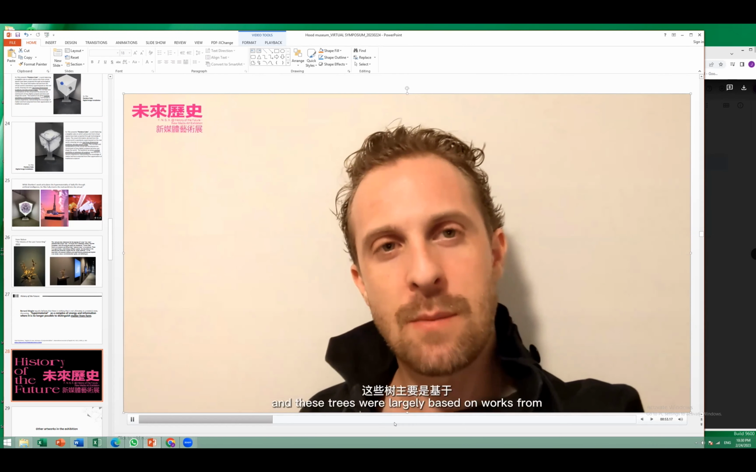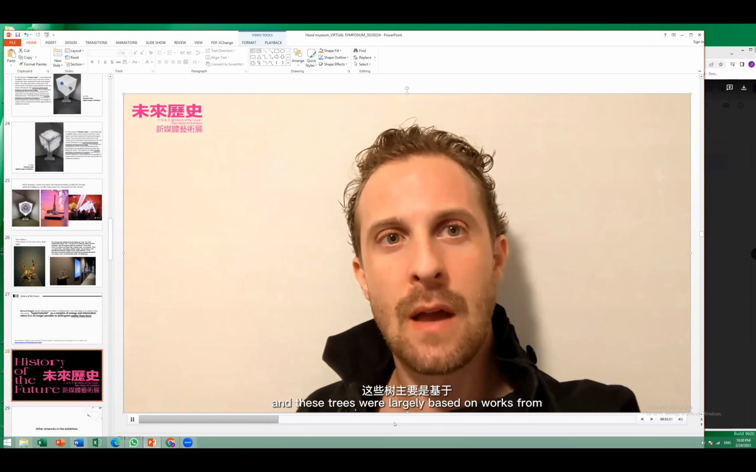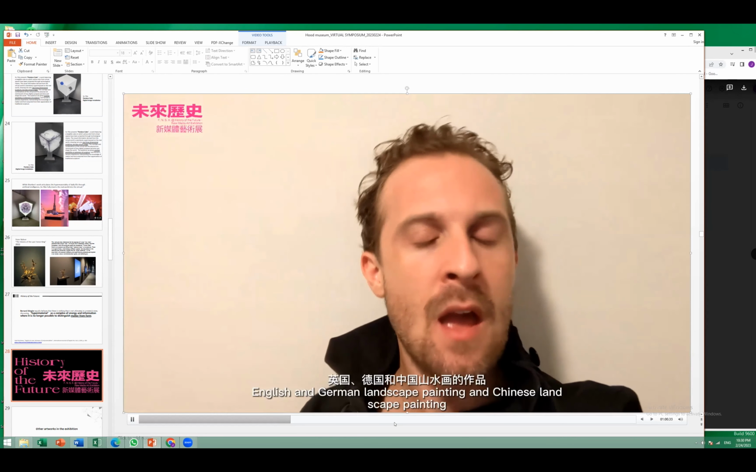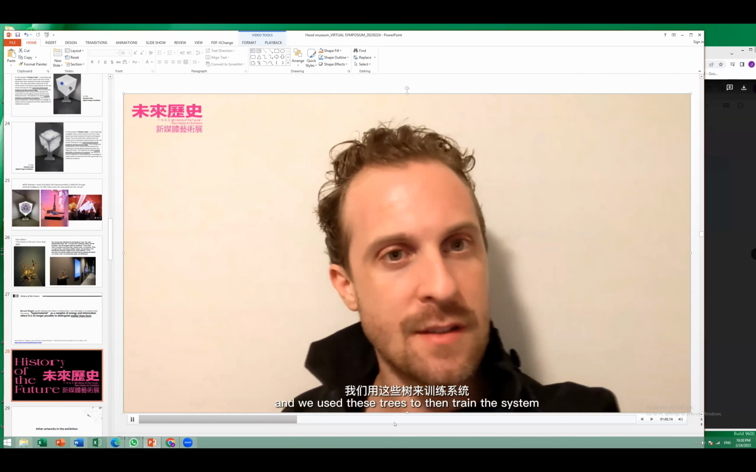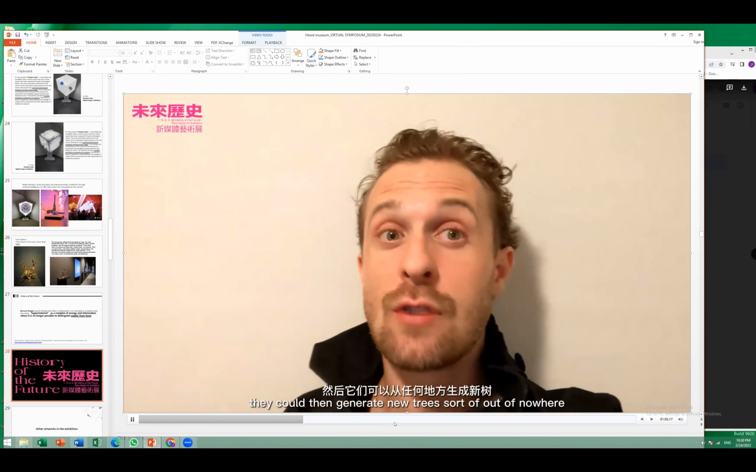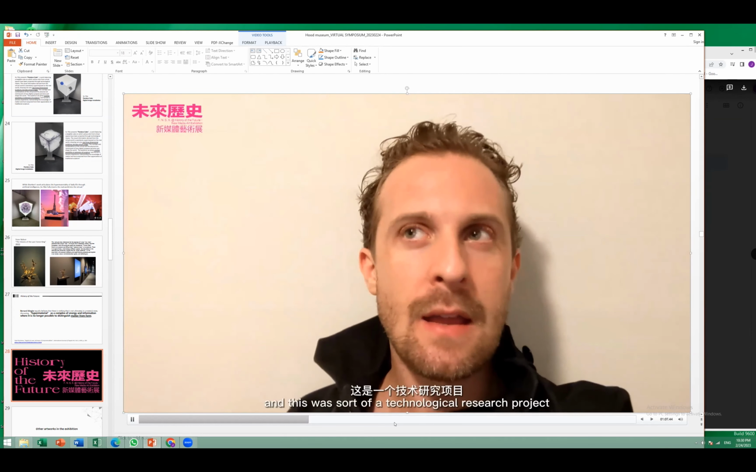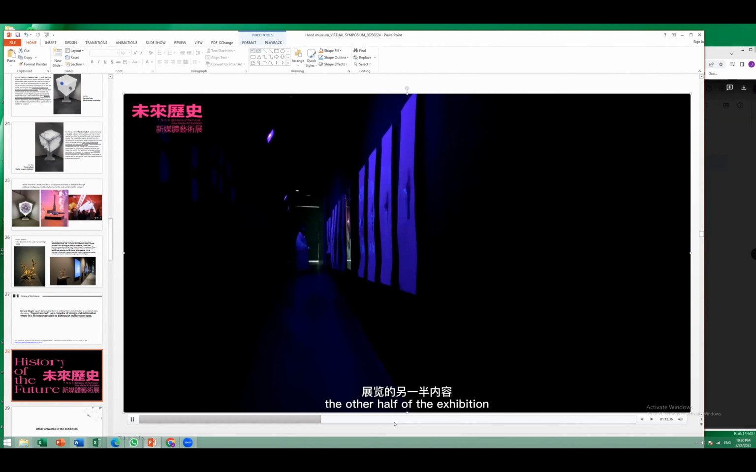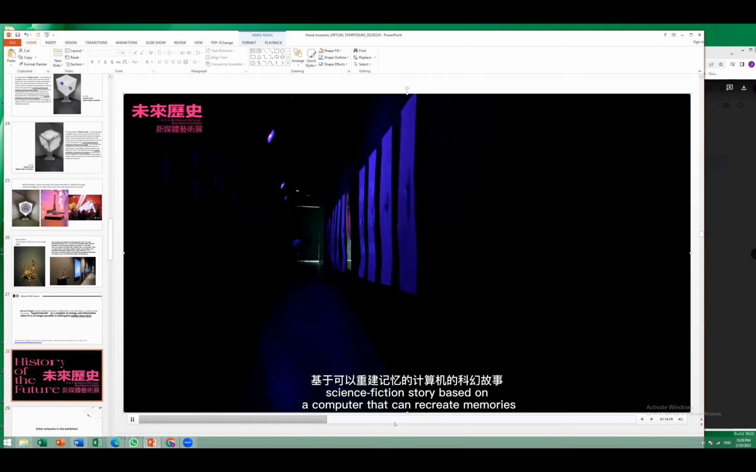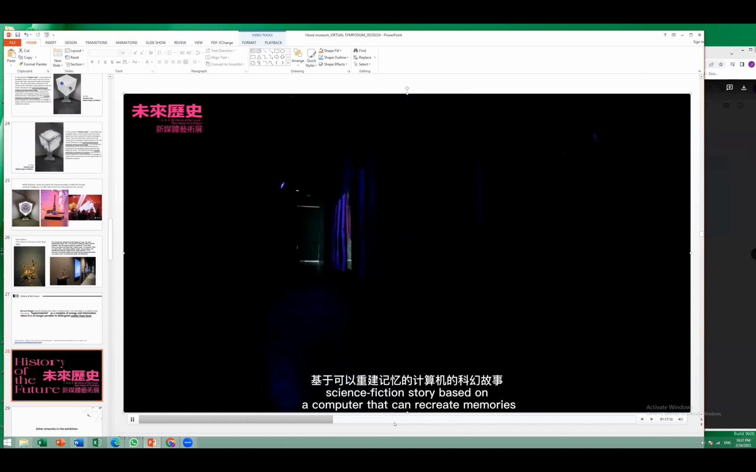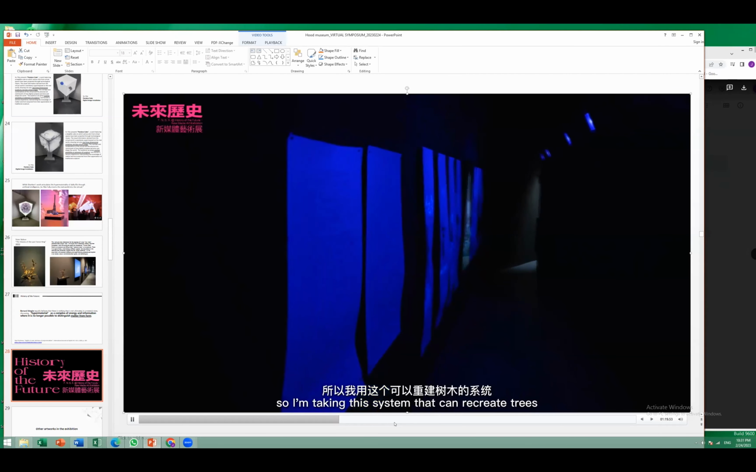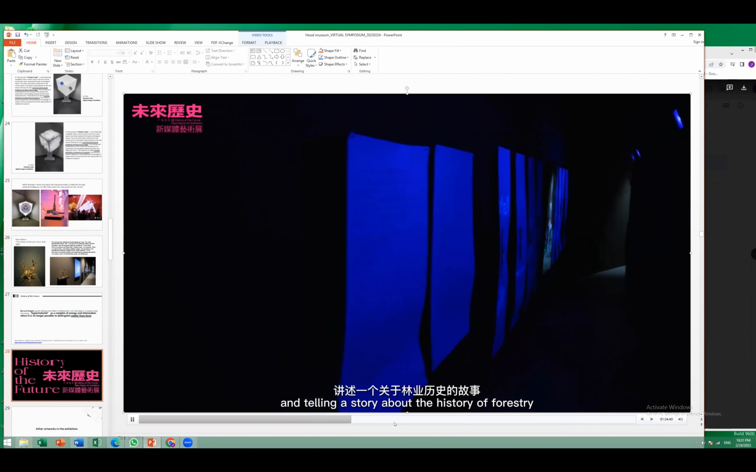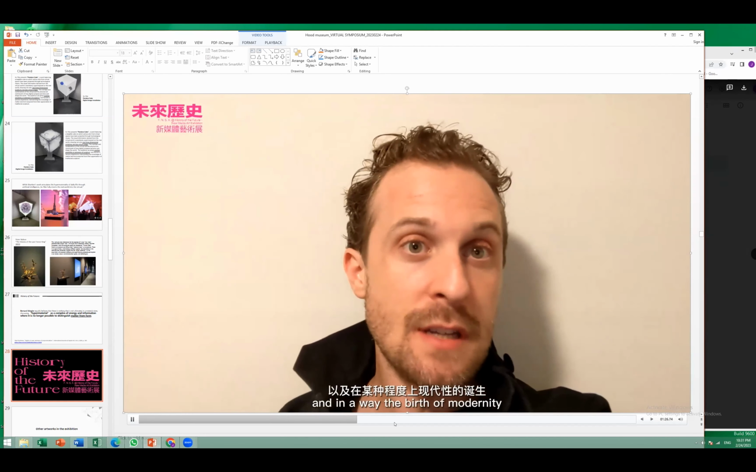And these trees were largely based on works from English and German landscape painting and Chinese landscape painting. And we used these trees to then train a system that could then generate new trees sort of out of nowhere. And this was sort of a technological research project. The other half of the exhibition looks at a science fiction story based on a computer that can recreate memories. So I'm taking this system that can recreate trees and telling a story about the history of forestry and, in a way, the birth of modernity.